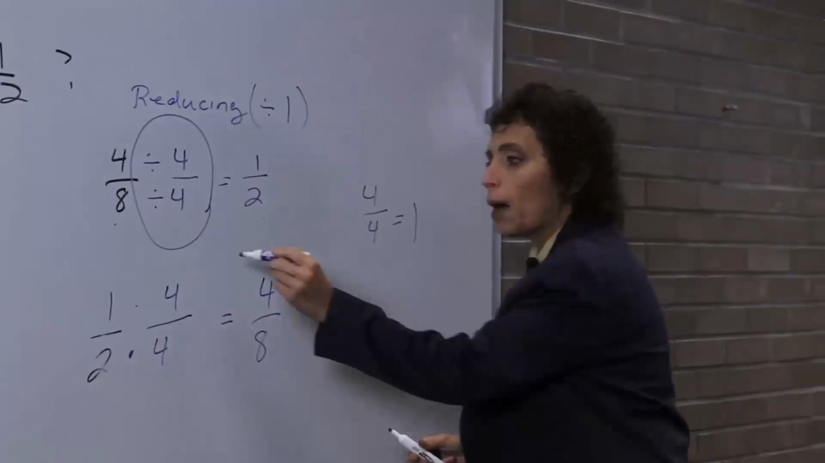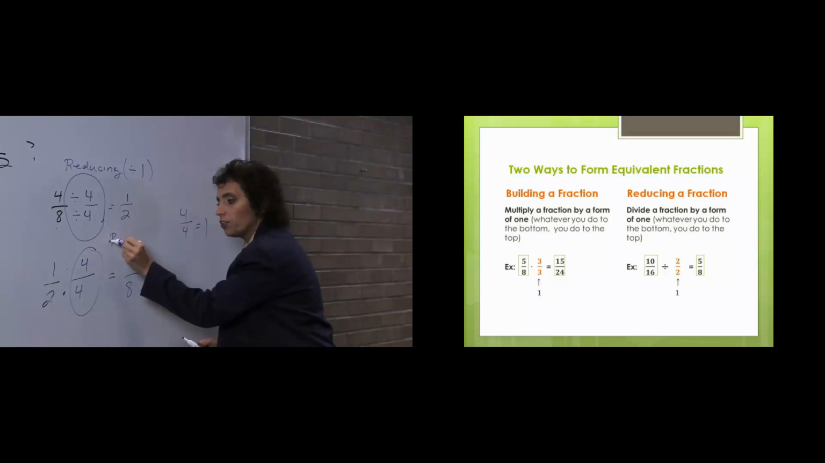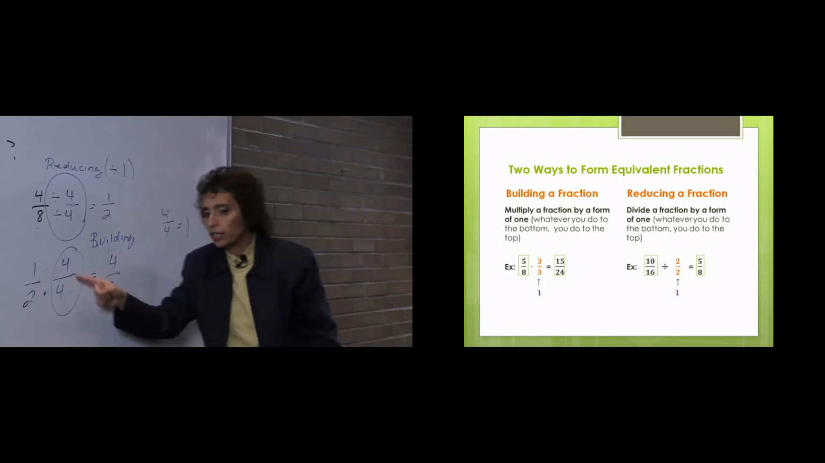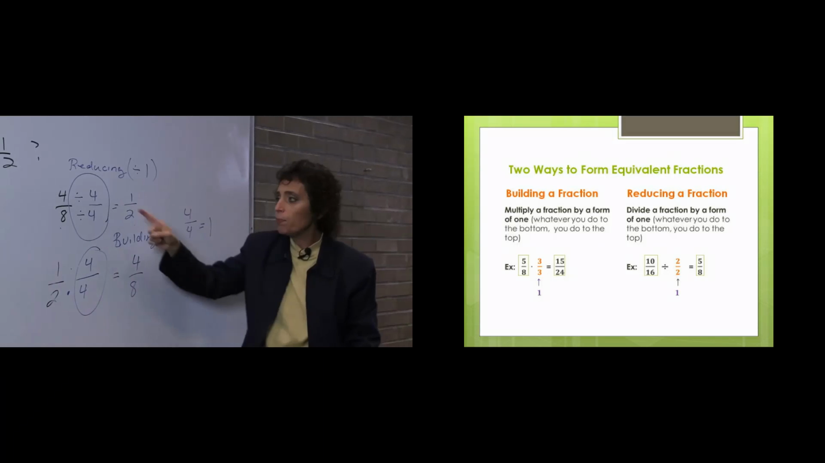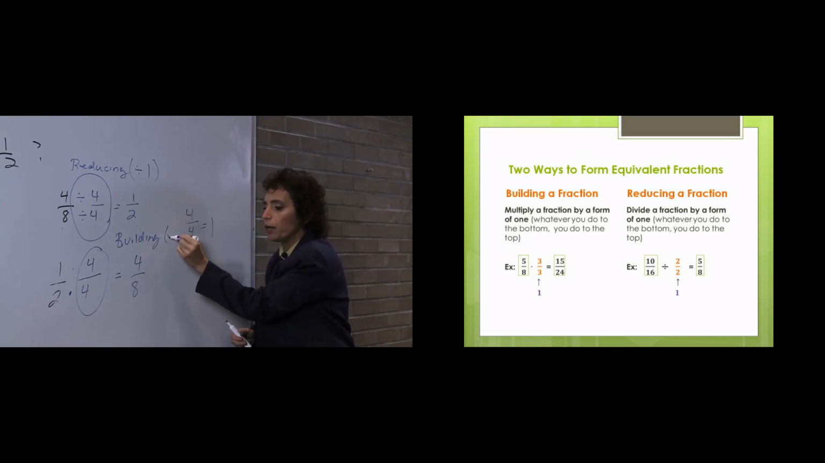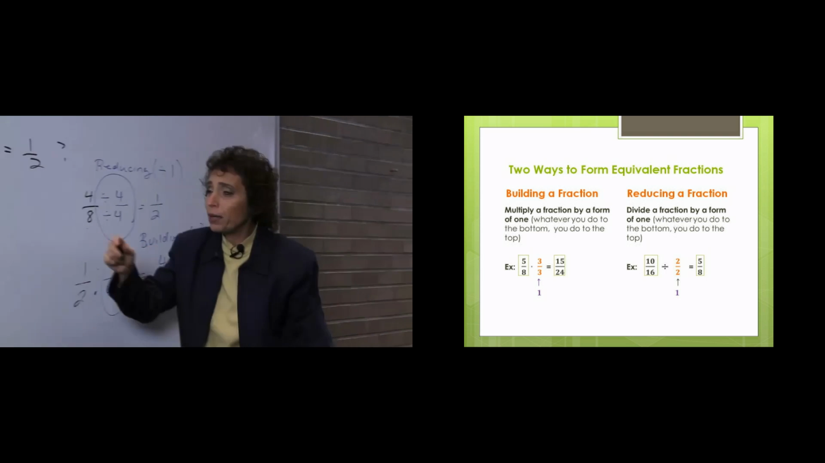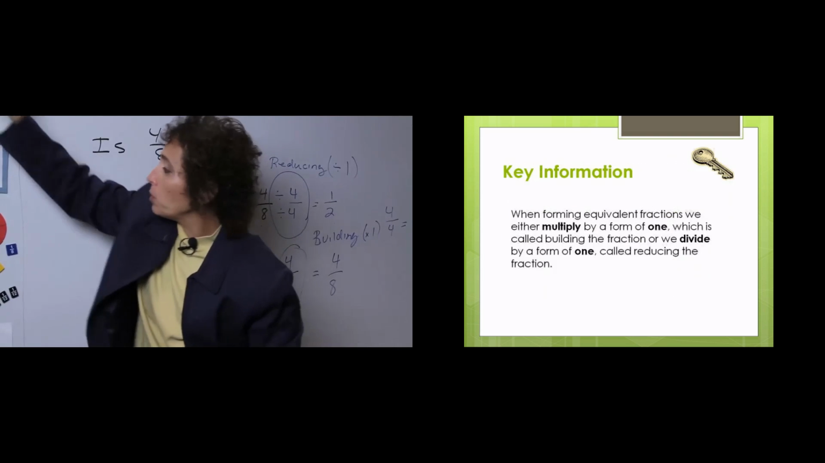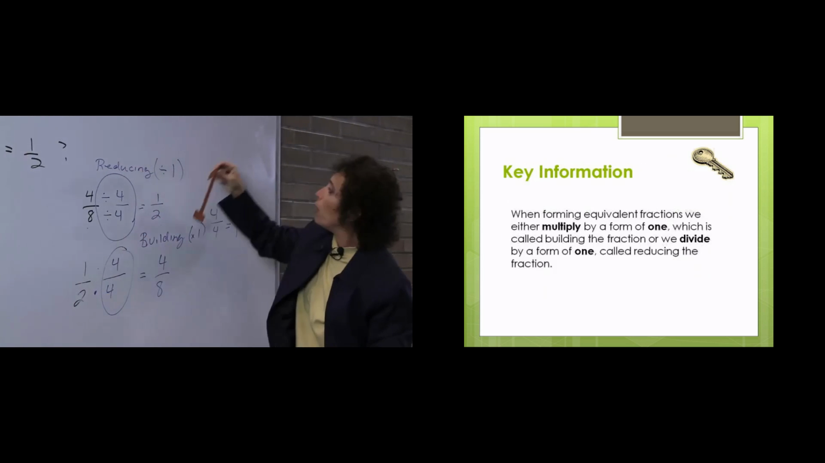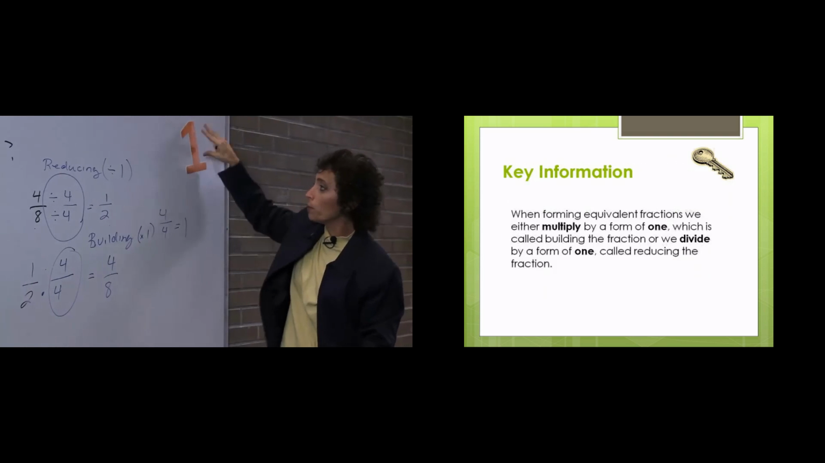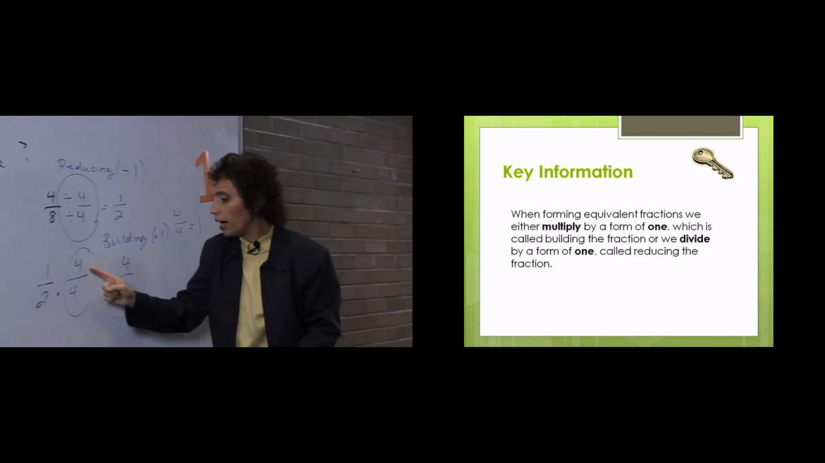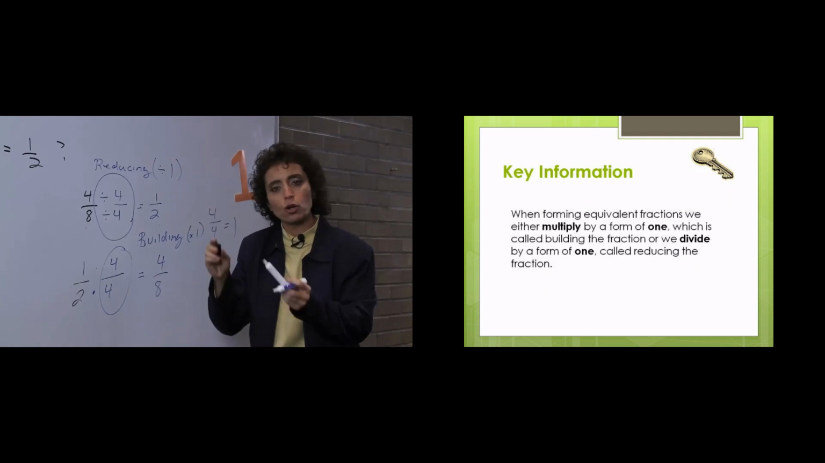But this is called building a fraction, where you multiply the top and bottom by the same number. But notice, the big important thing here is when you reduce, you divide by 1. When you build, you multiply by 1. So the big one here is 1. It has to be a form of 1. You either divide by a form of 1 or you multiply by a form of 1. 1 is very, very important when you talk about fractions, because you're either going to divide or multiply by a form of 1 to build or reduce the fraction.